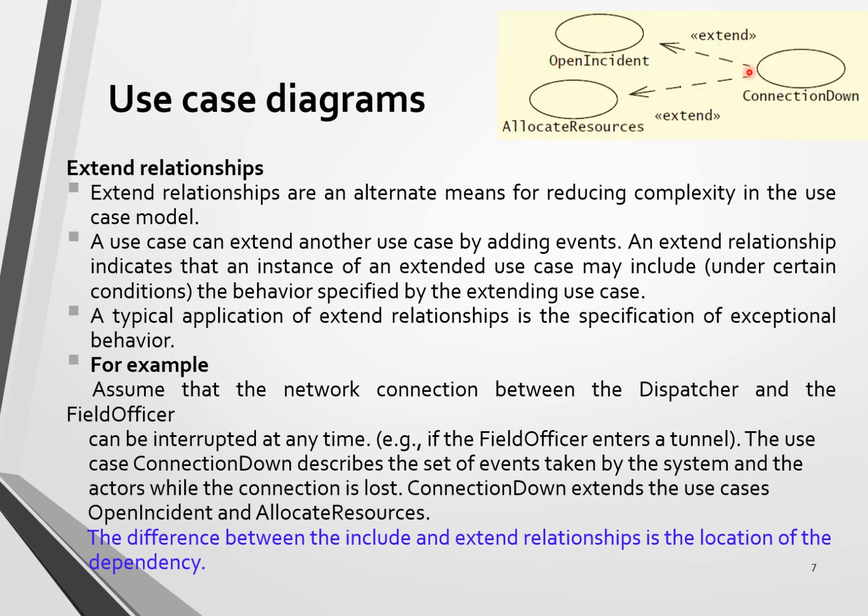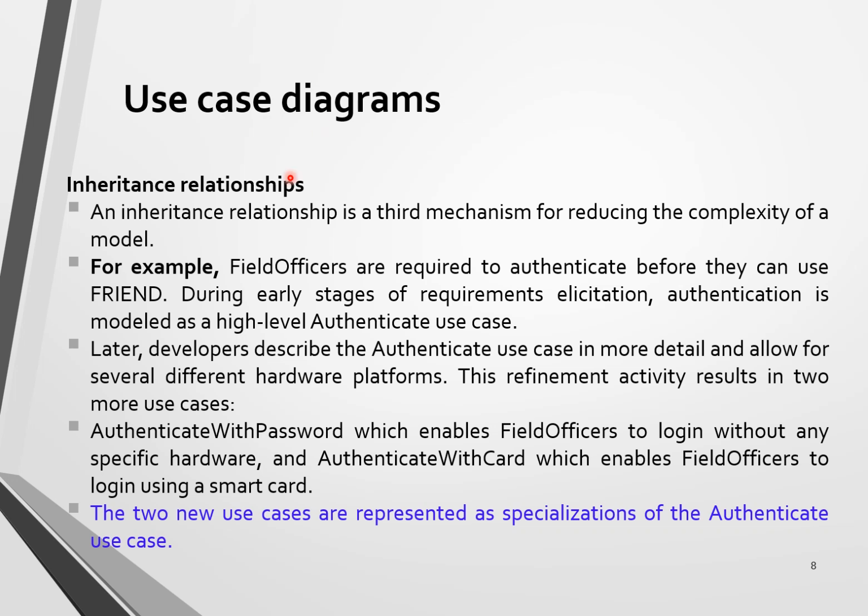When you look at the diagram, there are two alternative solutions in order to make a connection with the database or any other systems. So we have to mention the dashed line to represent the extend relationship between the two different use cases. But the main difference between the include and extend relationship is the location of the dependency. Here we have alternative solutions, and in the include, those two are included in the single use case. Then the third type of relationship is the inheritance relationship.